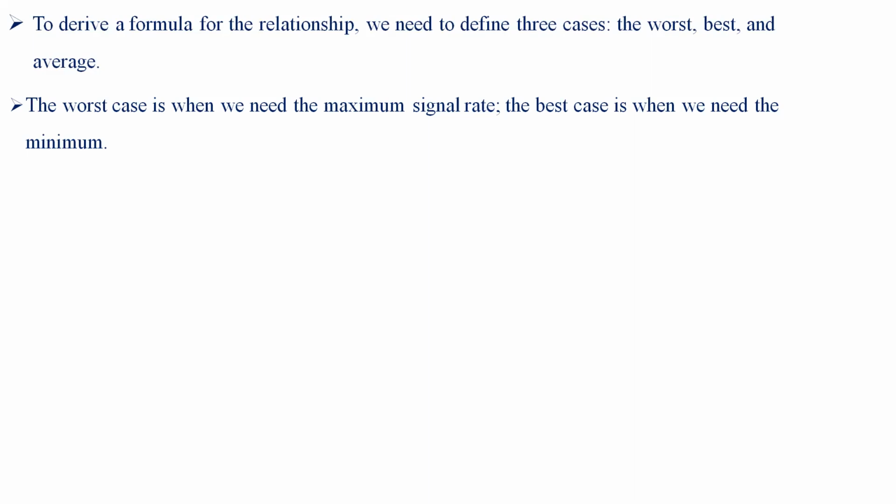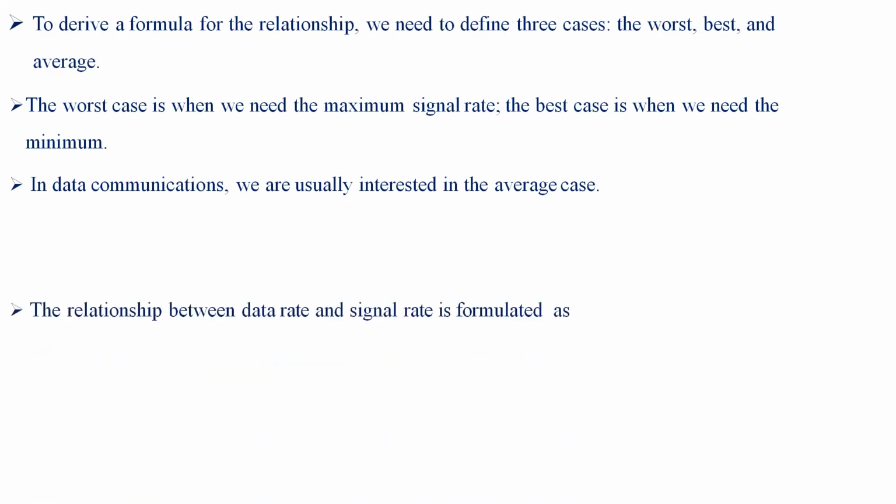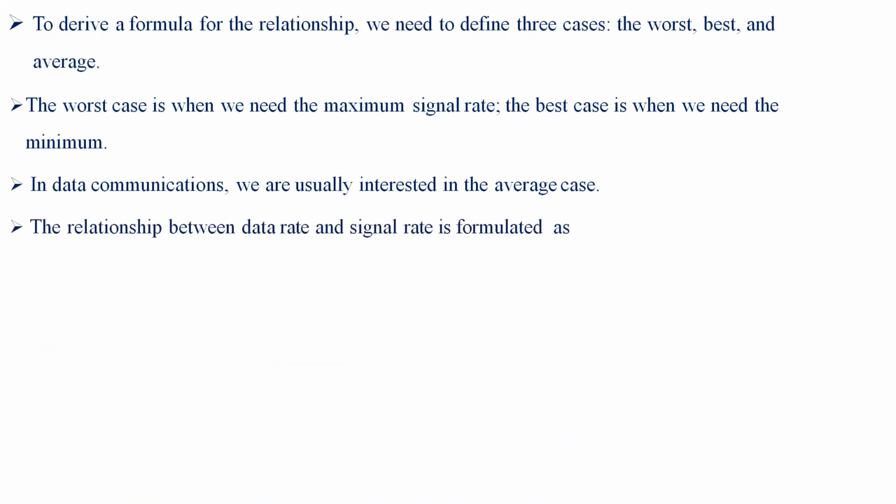In order to achieve a maximum signal rate, we go with the worst case, and to achieve a minimum, we go with the best case. In data communication, we are usually interested in the average case, so we always use an average signal rate. The relationship between the data rate and the signal rate is formulated as S equals C into N into 1 by R, which is measured in baud.